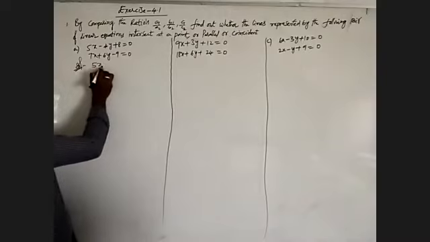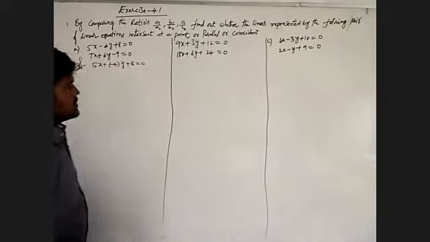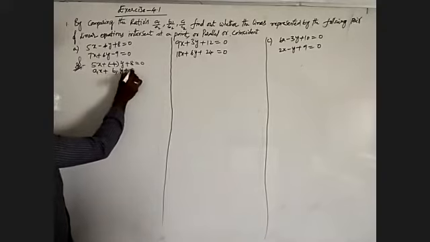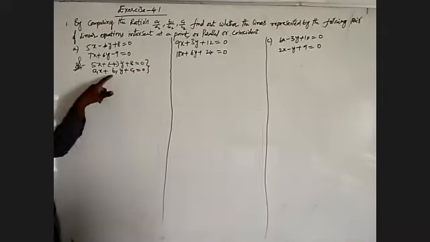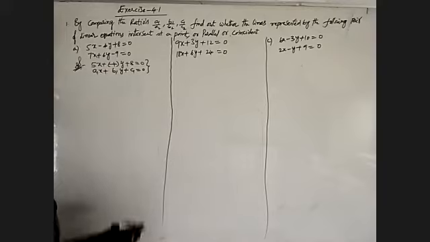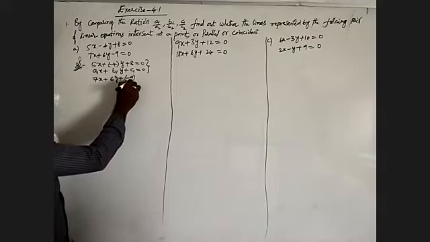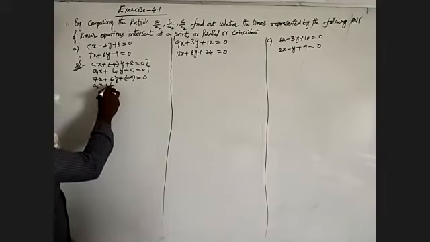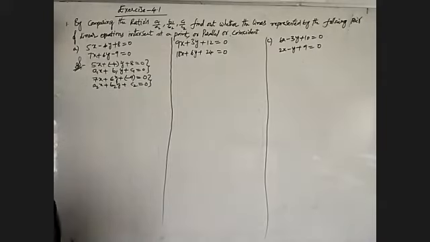First one is 5x plus minus 4 into y plus 8 becomes 0. This we have to compare with a1x plus b1y plus c1 must be equal to 0. We observe in this one, a1 must be 5, b1 must be minus 4, c1 must be equal to 8. And also 7x plus 6y plus minus 9 becomes 0. This also we compare with a2x plus b2y plus c2 is equal to 0. There a2 equal to 7, b2 equal to 6, c2 is equal to minus 9.